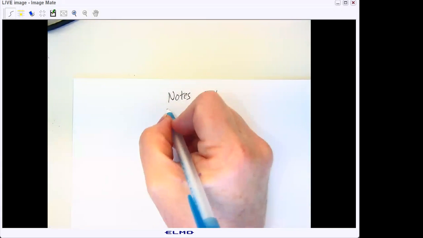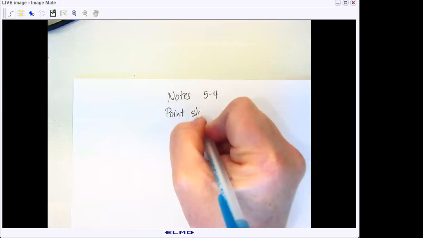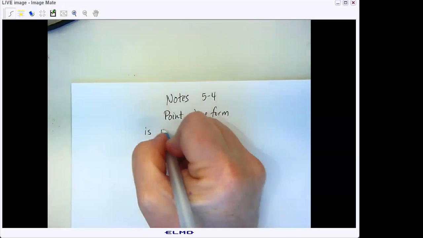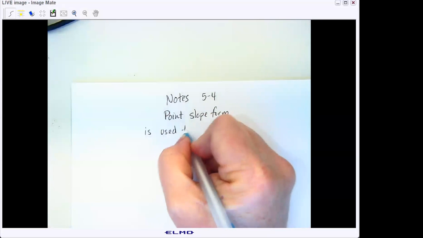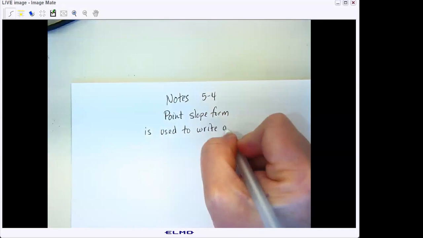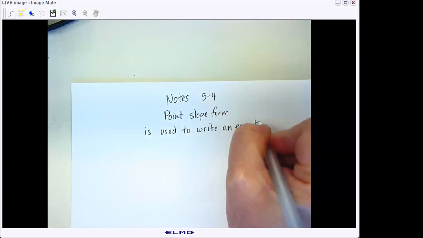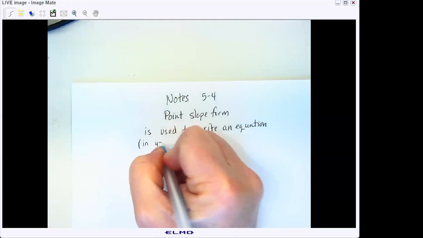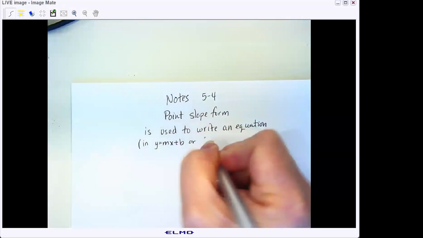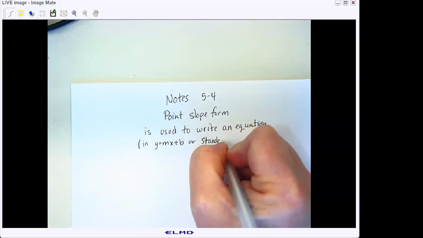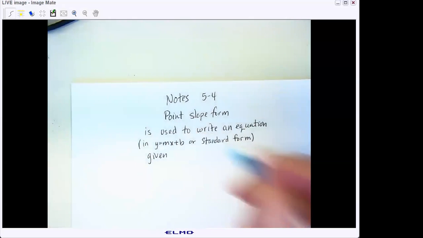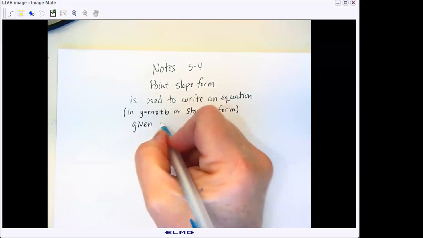Okay, today we're talking about point slope form. Point slope form is used to write an equation in y equals mx plus b or standard form, given, no surprise, a point and a slope.